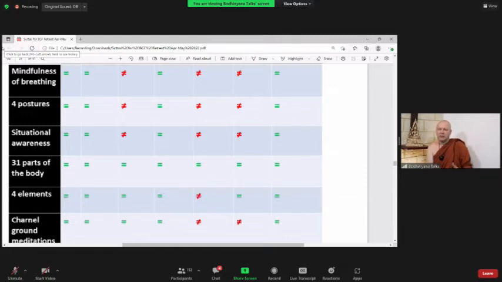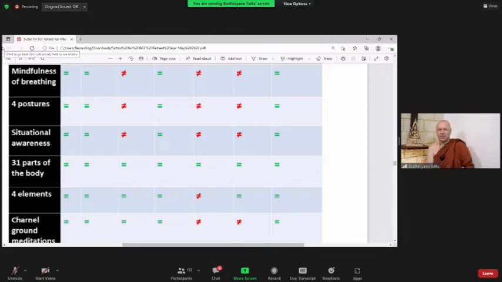But the 4 elements is the second most likely part of the Kaya Nupassana. The 31 parts of the body is the most certain aspect of contemplation of the body. The second most likely to be original is the four elements. And this is why the four elements contemplation can be quite interesting and powerful, because it leads again to this dispassion that allows you then to follow the breath and practice the breath meditation properly.